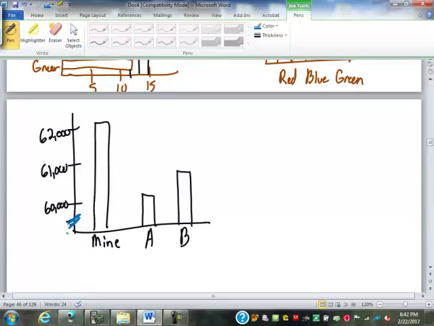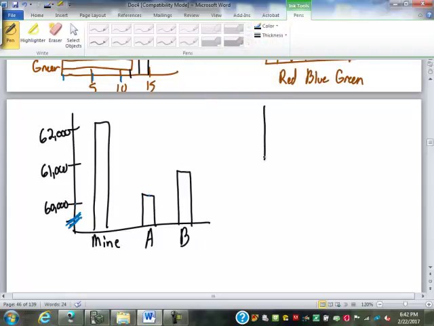Notice I didn't start at 0 and label up like I did here. Here I went 0, 5, 10, 15, evenly spaced. Here I did that little break in my axis and I started numbering at 60,000. So the difference between company A and mine is only about 2,000. But it looks like I'm 3 times as much as A because of that.